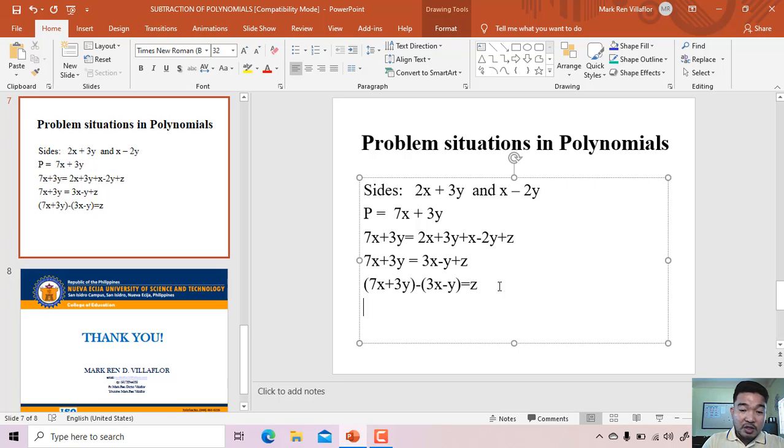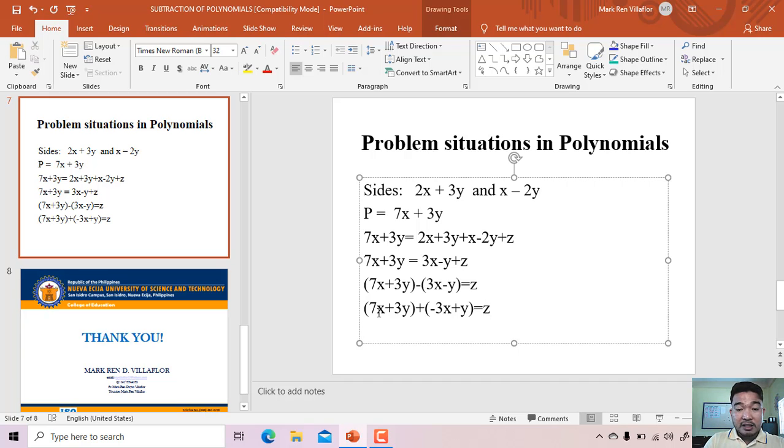Keep, change, change. So, keep lang natin si 7x plus 3y. Keep lang siya. Then, proceed tayo sa addition. Change yon. This is our change, diba? Keep, change, change. So, nag-change na tayo, ginawa na natin addition. Then, change the sign of our subtrahend. Lahat ng terms. So, yung 3x magiging negative 3x, yung y magiging negative y. And then, that is equal to z.